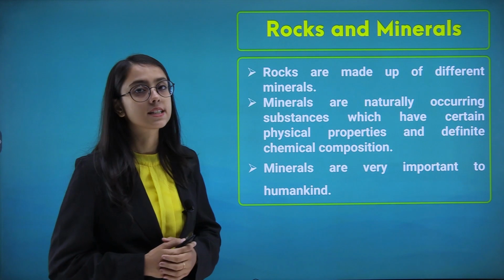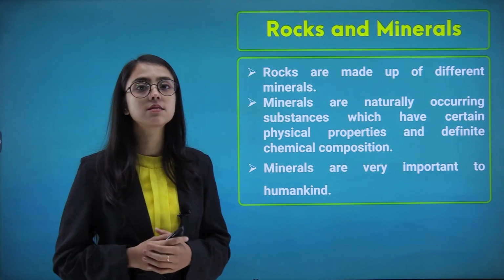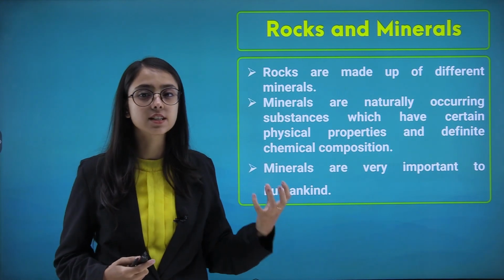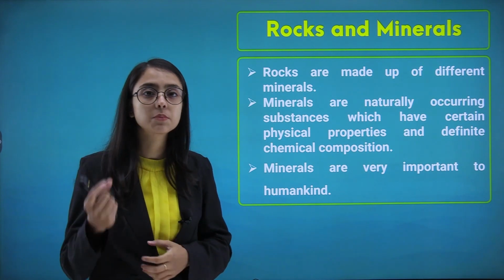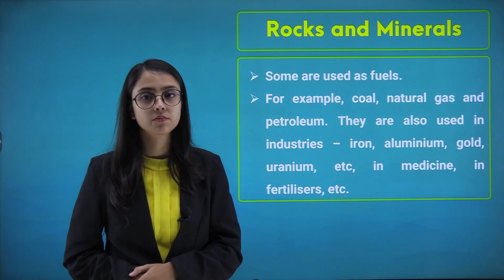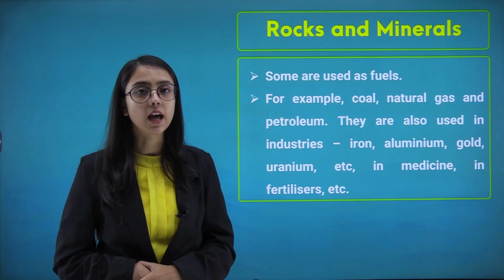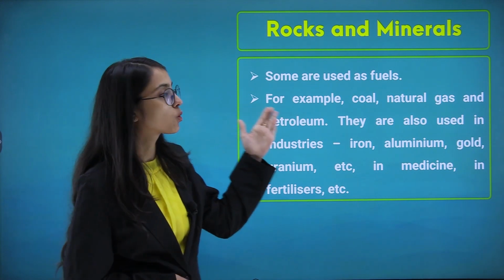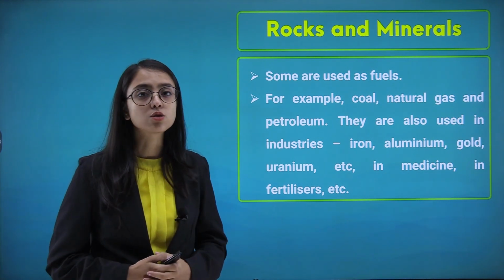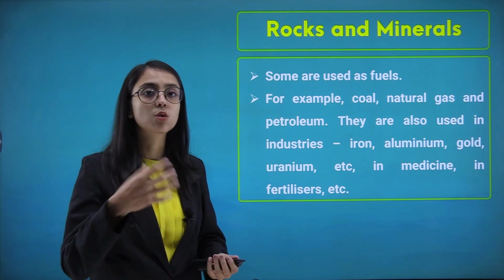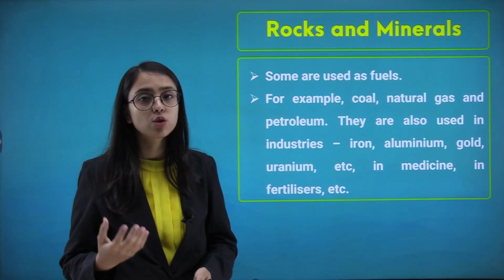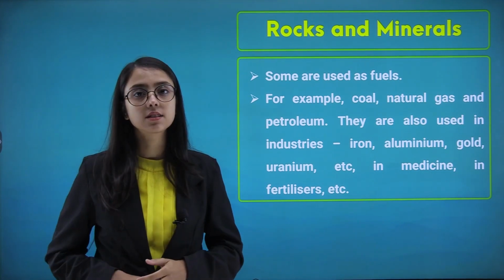Rocks are made up of different materials which are known as minerals, and minerals are naturally occurring in our environment, and they have a specific physical nature and chemical composition, because minerals are made from chemicals and they are very important to humankind. Some of these minerals are used as fuels, for example coal, natural gas, petroleum, etc. Some minerals are also used by industries in order to make goods and products such as iron, aluminium, gold, titanium, uranium, etc.